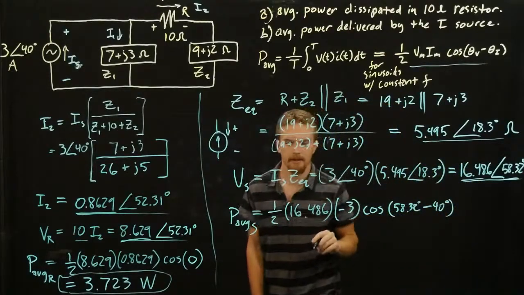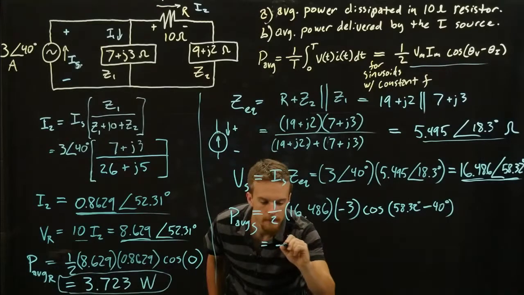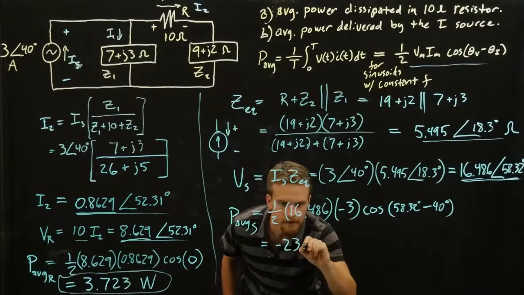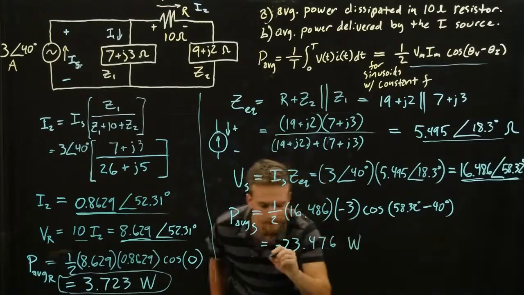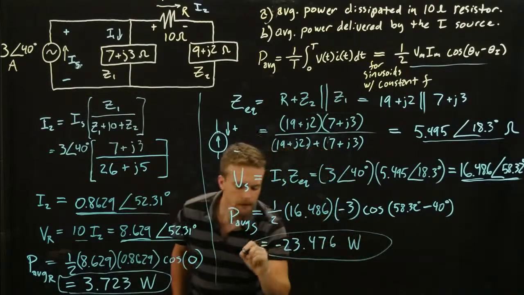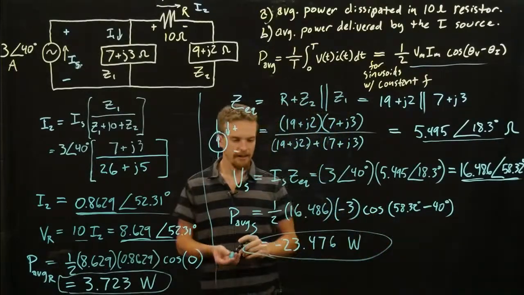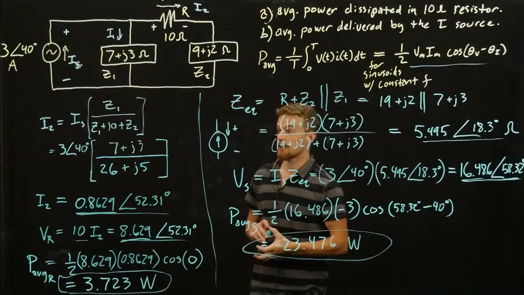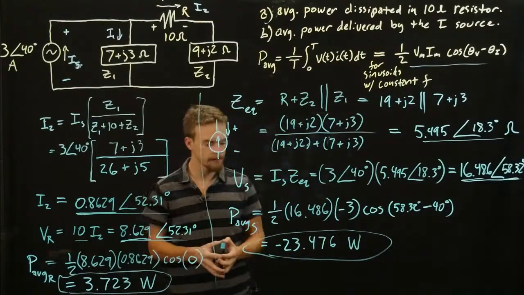And when we type this into a calculator, we got that this was equal to -23.476 watts. Now, like we guessed before, it was going to be negative, and that makes sense because that means it's supplying power. It's the only power source in the circuit, so it's going to have to be supplying the power.